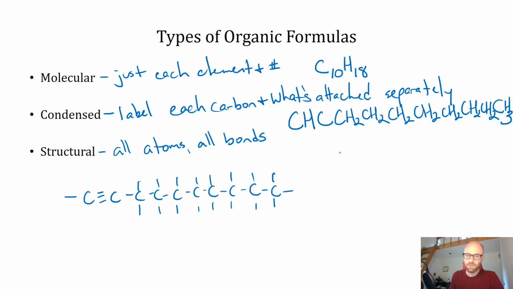What I do see sometimes is that people will abbreviate by doing things like this. 1, 2, 3, 4, 5, 6, 7. That's what I thought. You might see something that looks like this. This is like taking condensed to another level, but it kind of fits into your condensed formula.